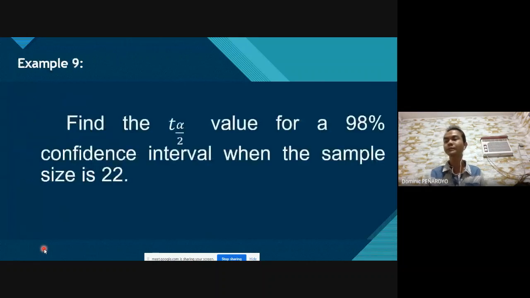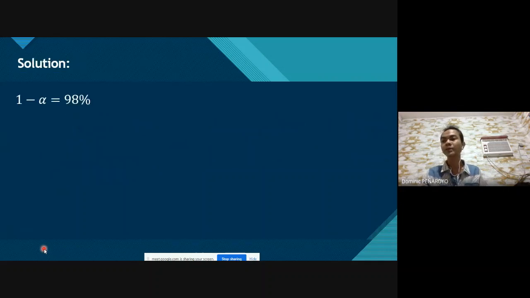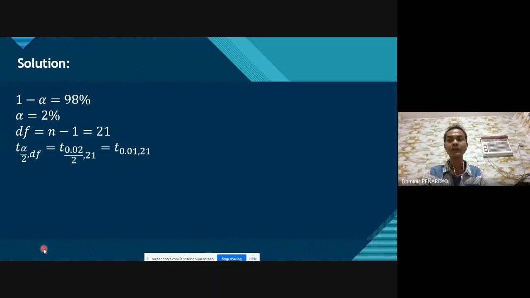So let's have another example. Find the T alpha over 2 value for a 98% confidence interval when the sample size is 22. Again, T alpha over 2 means we're looking for the one tail value for a 98% confidence interval. What do we need to consider? First is the confidence level, which is 98%, so our alpha is 2% or 0.02. Our degrees of freedom: our sample size is 22, so 22 minus 1 is 21. Since our alpha is 0.02, we divide it by 2 since we're talking about one tail, so we have 0.01, and our DF is 21.